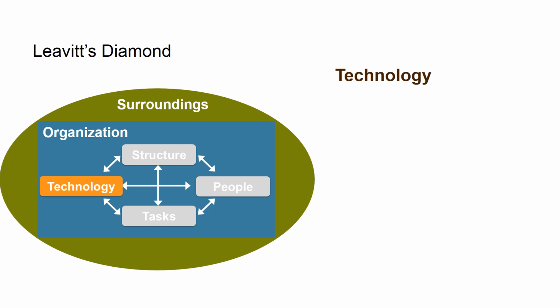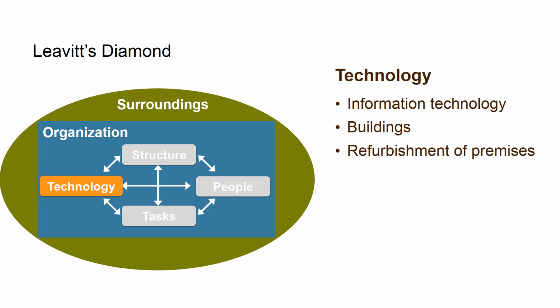Technology. This is actually a slightly misleading term. It's beyond information technology. It also encompasses buildings, refurbishment of premises, the machinery that is in the organization, and the associated workflows. You could say that it is about both hardware and software, as it also deals with IT programs, which today are everywhere.